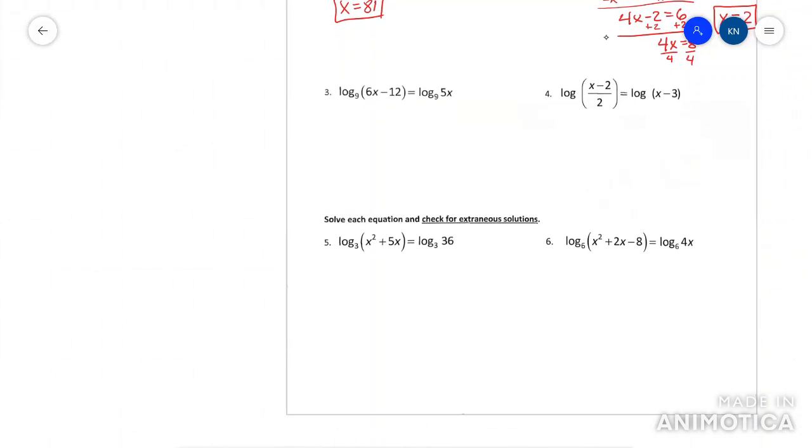All right, this one, log equal log, so set these equal to each other. 6x minus 12 equals 5x. Get your x's on one side. Get your numbers on the other. X equals 12.